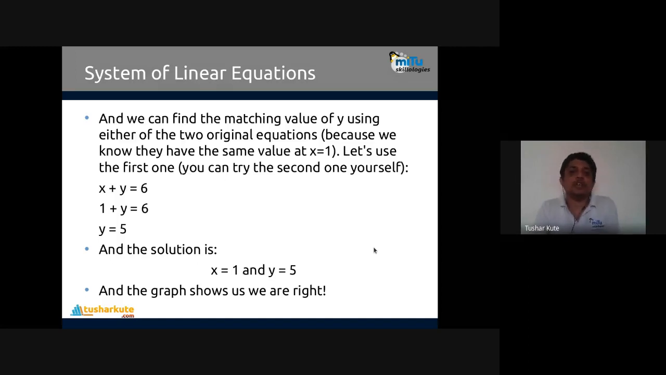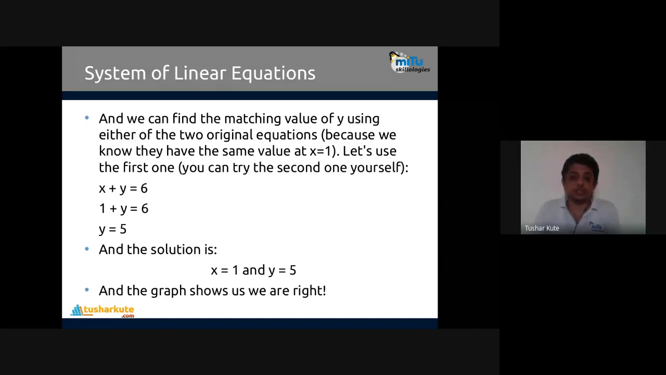Now we can find the matching value of y using either of the two original equations, because we got the value of x by directly subtracting them, since they are crossing each other. That's why I'm subtracting and finding the location where they intersect. Remember that. We can find the value of y using either of the two original equations, because we know they have the same value of x. Their x is common, and y is also common, because they are plotted on the same plane. That's why their x and y values are the same.